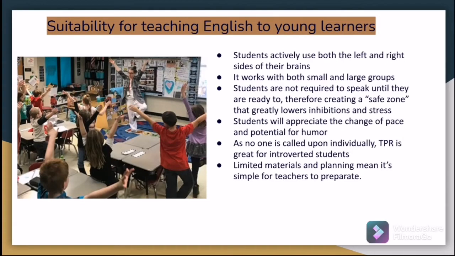TPR is suitable for teaching English to young learners because students actively use both the left and right sides of their brains. Students are not required to speak until they are ready to, therefore creating a safe zone that greatly lowers inhibitions and stress. As no one is called upon individually, TPR is great for introverted students. It works with both small and large groups. Limited materials and planning mean it's simple for teachers to prepare.